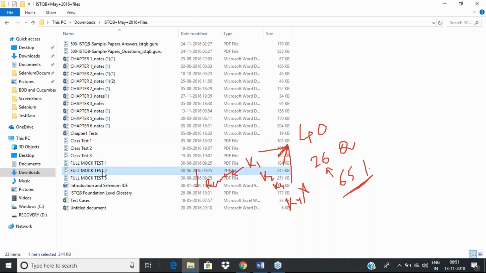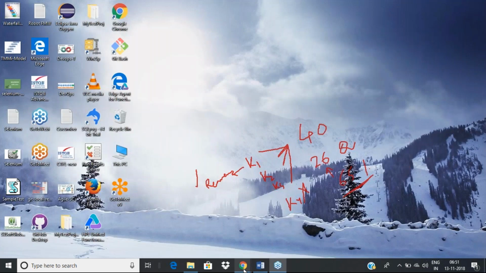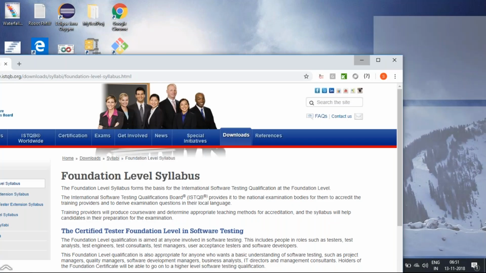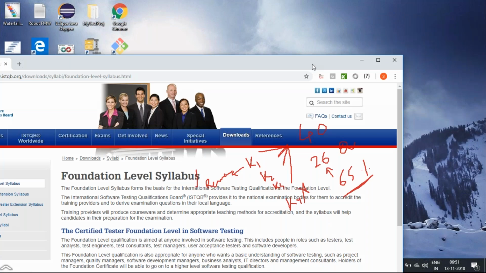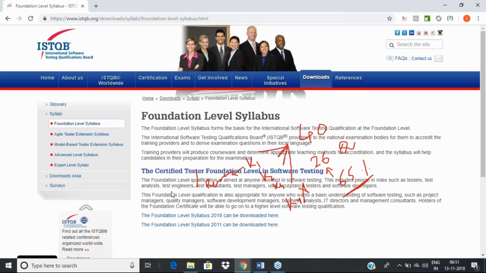Apart from all these things, I'll give you a set of 500 questions and answers. And if you really go through all these, there's no chance that you will not get the certification. So it's 100% possible that we can get through it. It just requires systematic preparation and some focus and dedication from you. That's it.